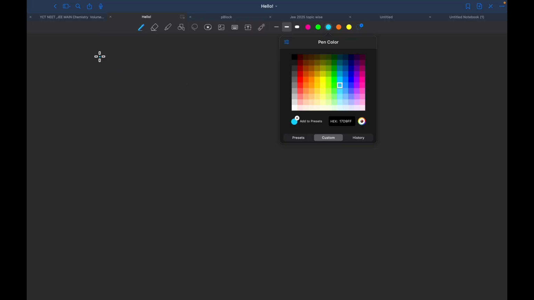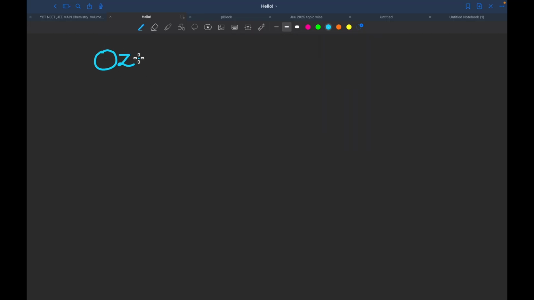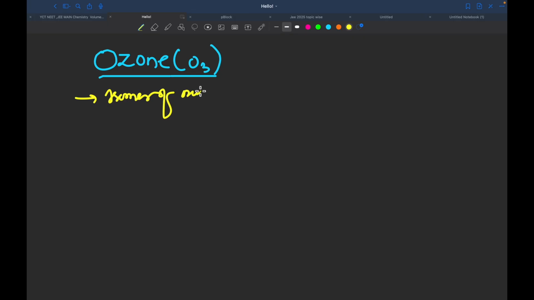The ozone. Actually, ozone is for your long question. You will get a long question in IPE. So, O3 is the ozone. We have to see the preparation and properties of it. Ozone happens to be an isomer of oxygen. So, it is nothing but an isomer of oxygen.